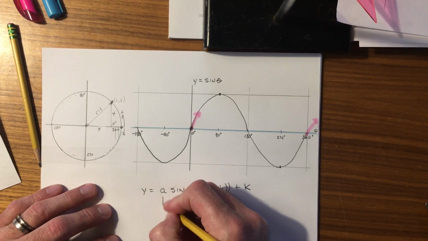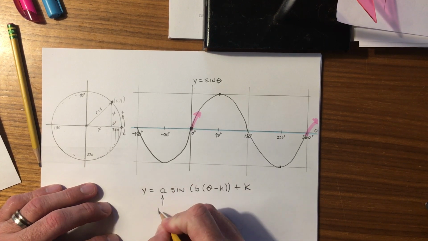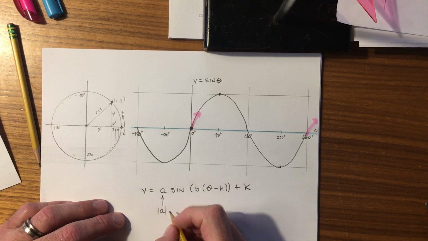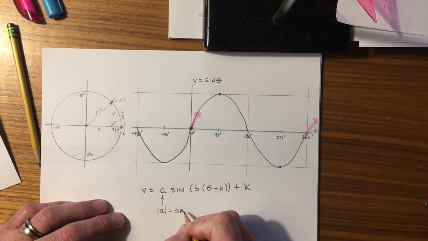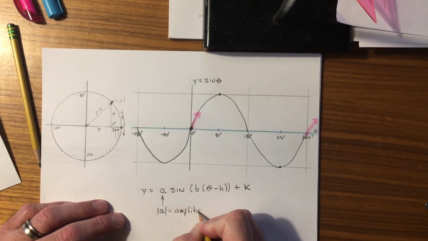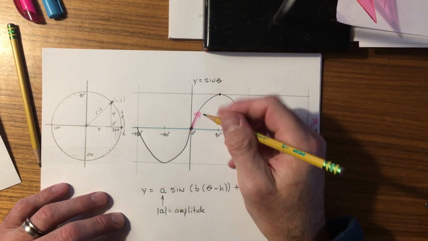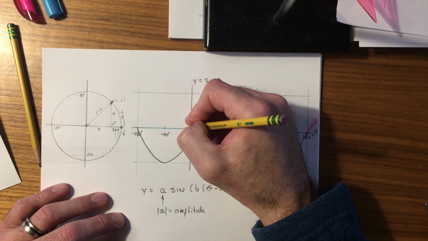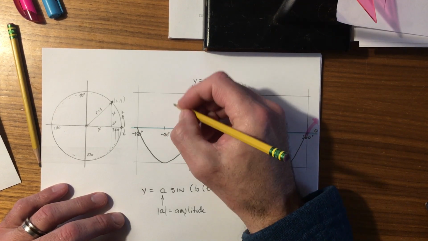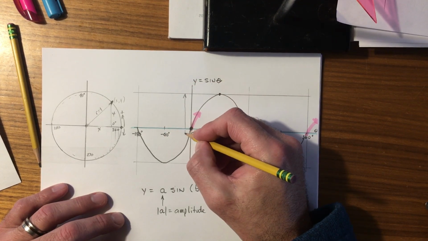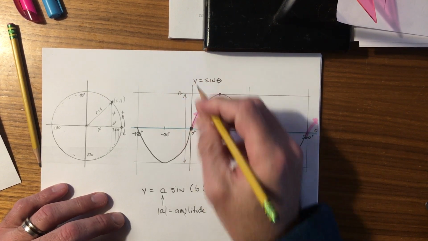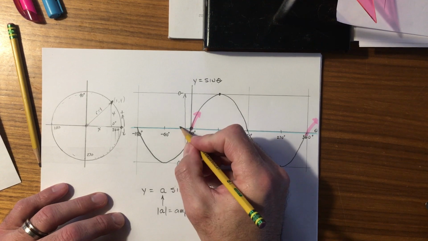This a value right here, if you take the absolute value of that number in front of the sine, is the amplitude. The amplitude is the distance from the center line up to the max, or the center line down to the min. So that distance is A.